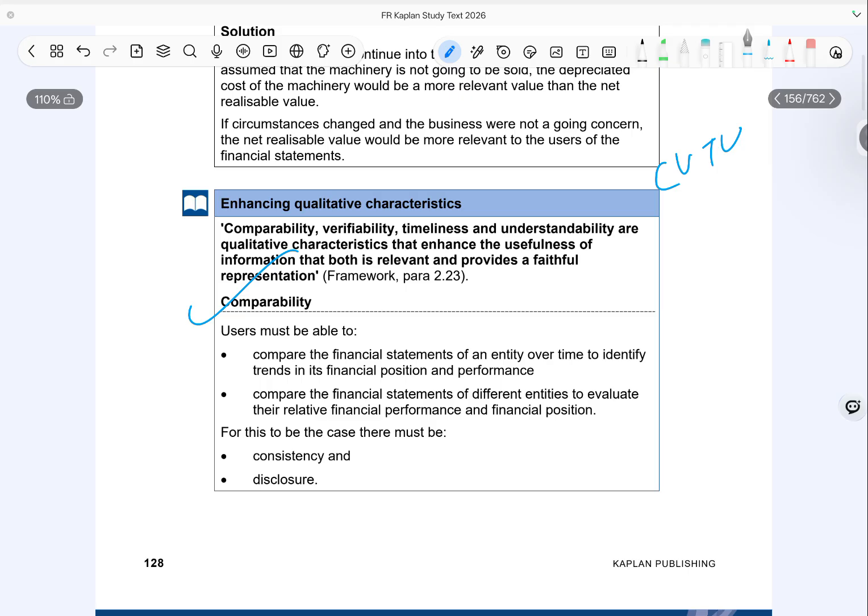Now, consistency makes comparability possible. For comparison to work properly, companies should use consistent accounting policies. For example, if a company uses one depreciation method this year and a completely different method next year, without a good reason, comparing the 2 years becomes difficult.